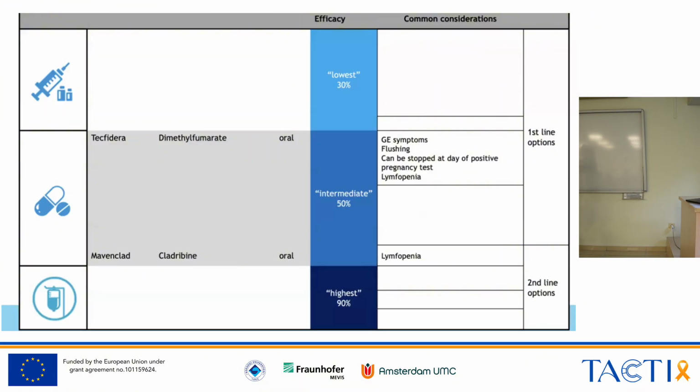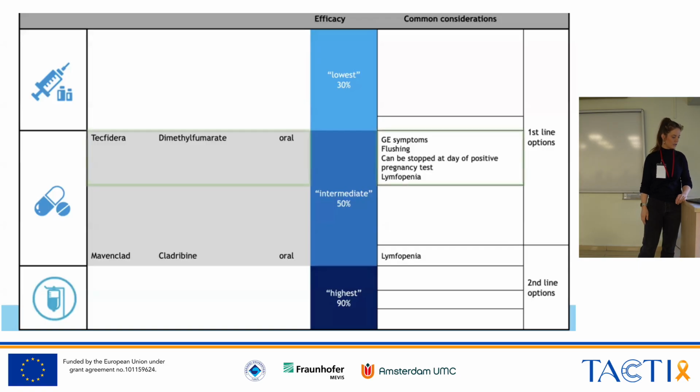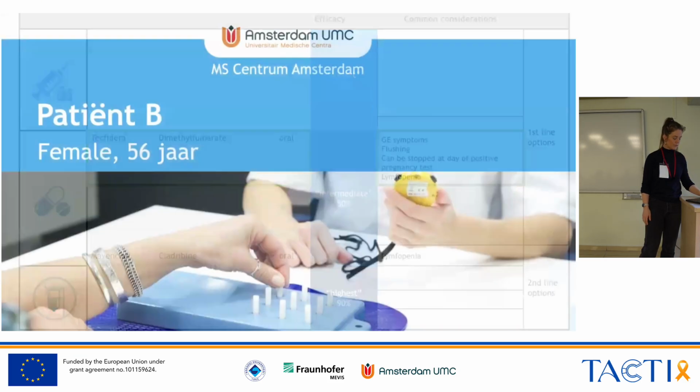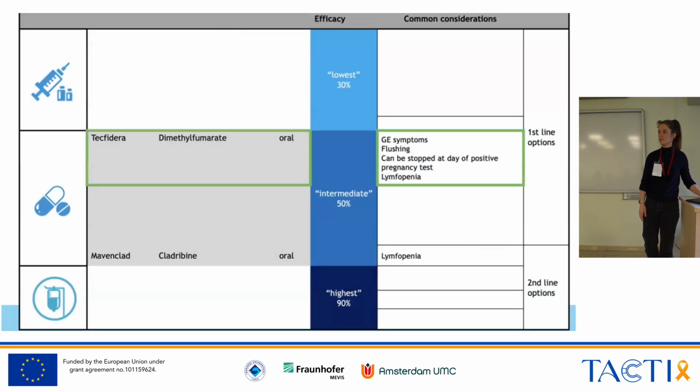And then I think you have two options, of which the dimethyl fumarate is the most often prescribed, both in your center and in our center. So we went for the dimethyl fumarate, and the patient stabilized, and she didn't have any new lesions for, I think, a follow-up of at least 6 years. So that worked quite well.